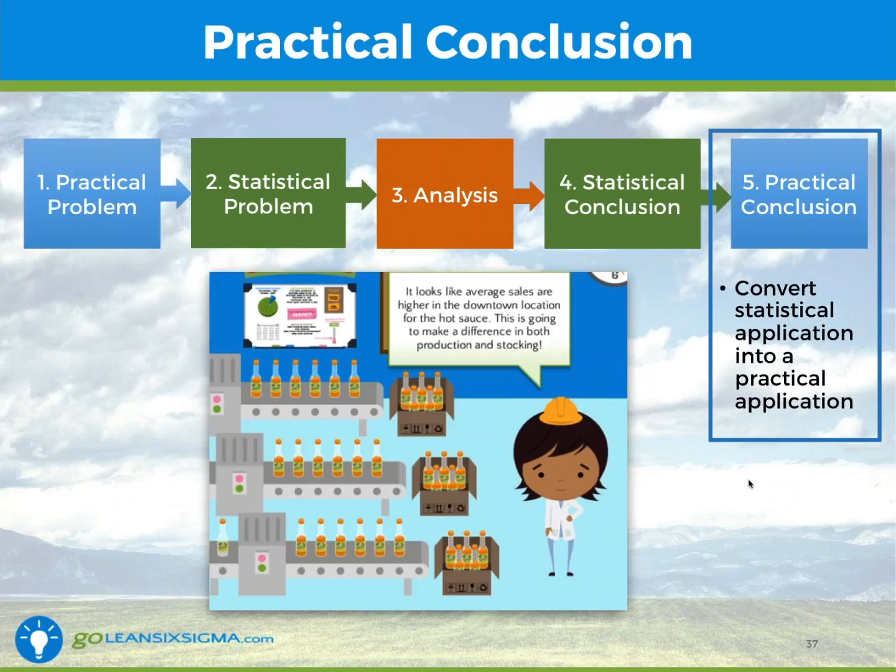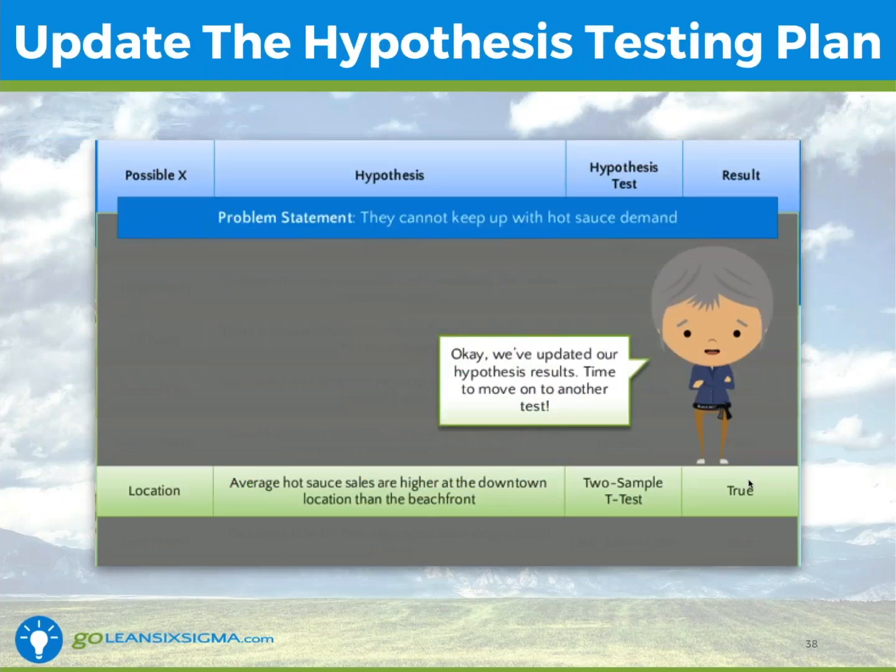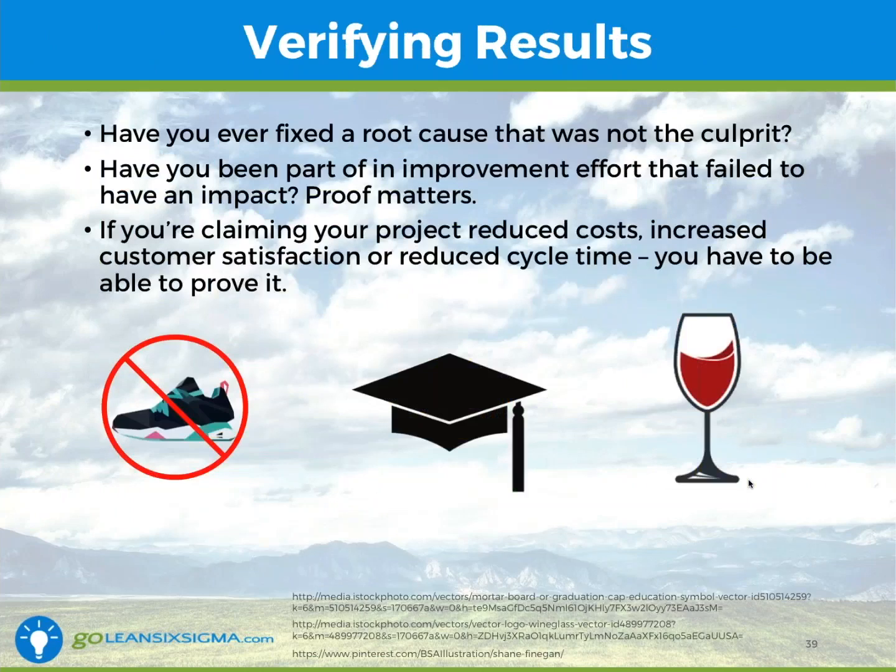And once you've done that, then you go to your hypothesis testing plan. So you've always got a plan. You're always listing what the possible X is. In this case, it's location. Your general hypothesis is average hot sales are higher at the downtown location than the beachfront. What's the test we use? 2-sample T. And what's the result? It's true, they're different. So now that we've updated that, and we always update that, let's think about verifying results in general.